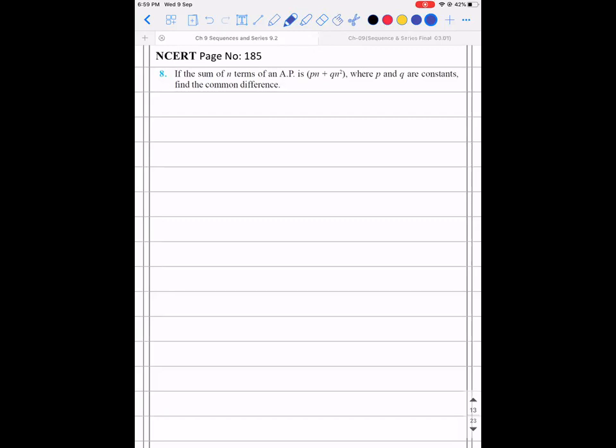Yeah. So how to do the eighth one? The sum of n terms of an AP is Pn plus Qn square, where P and Q are constants. Find the common difference. So the solution is given. Sn is equal to Pn plus Qn square, where P and Q are constants. Find the common difference. What is the idea?